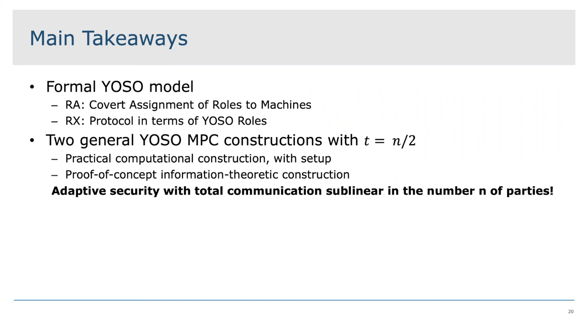So to recap, the YOSO model gives us a neat separation between role assignment and role execution. And in our work, we show two YOSO MPC protocols, one of which is computational and one information theoretic. Both of those get us guaranteed output delivery against an adaptive adversary which can corrupt up to half the total number of parties. And they both have total communication which is sublinear in N, which is really cool.